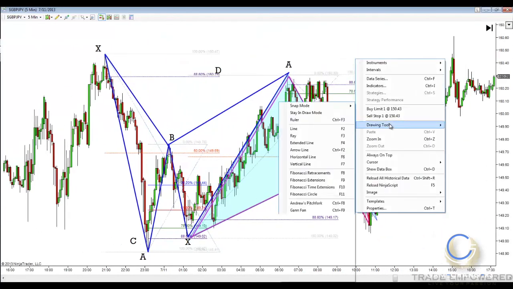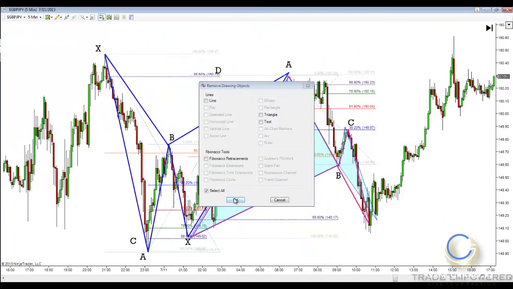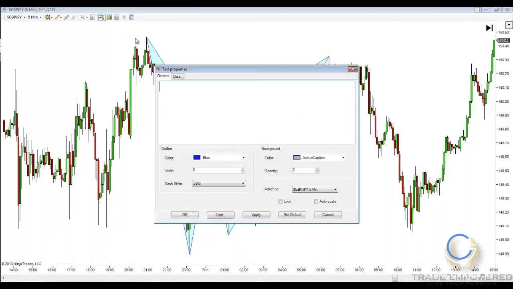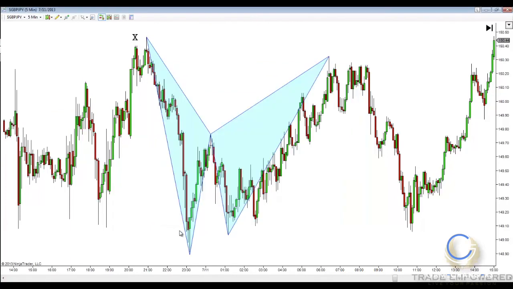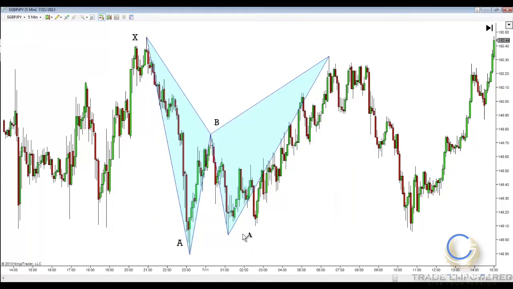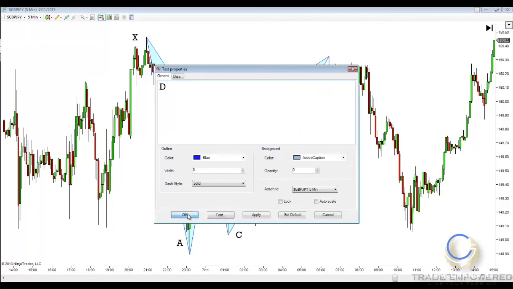And let's delete this. And we'll draw this on here. So we have our initial bat pattern. We have our X to A to B, B to C, and our D completion up here. X, A, B, C, and our D completion up here.